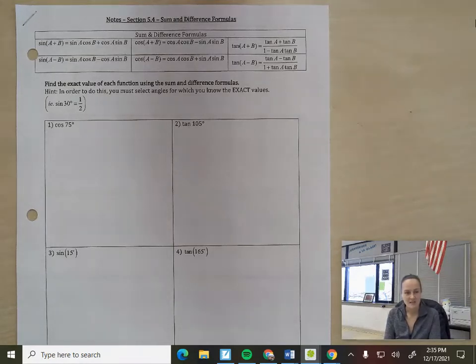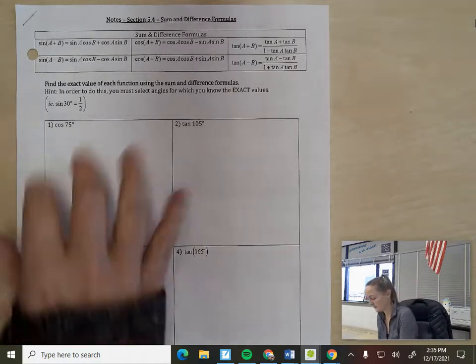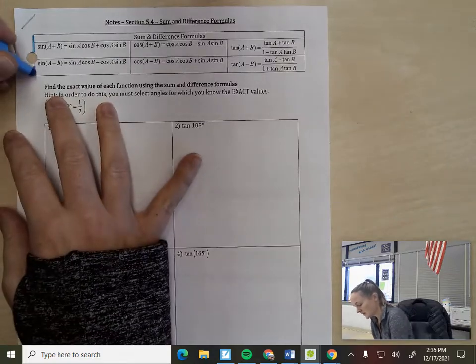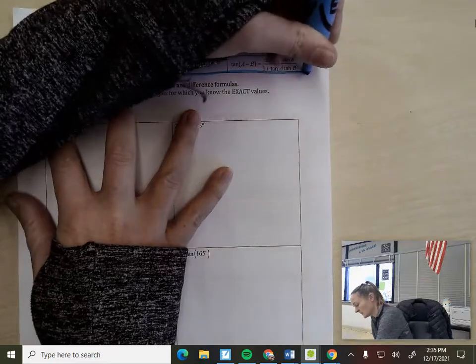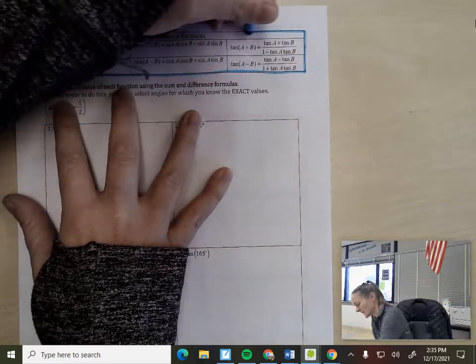Hi guys, today we are going to go through the notes for section 5.4 from your book, which is the sum and difference formulas. At the top of your page, you see all of the sum and difference formulas. We have different formulas for sine, cosine, and tangent. So you will only ever be doing this with sine, cosine, and tangent.